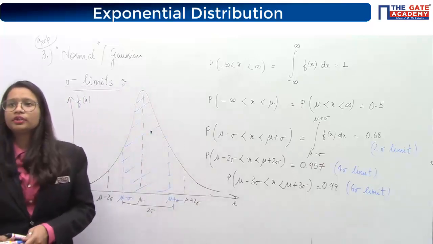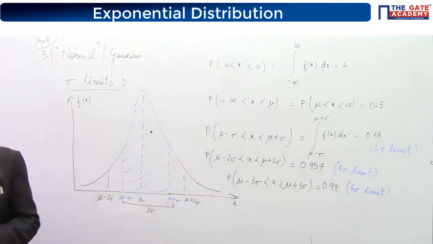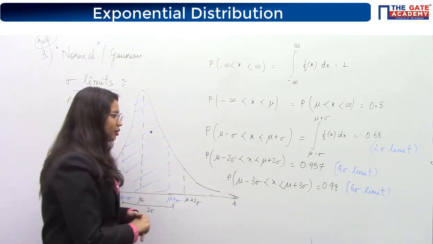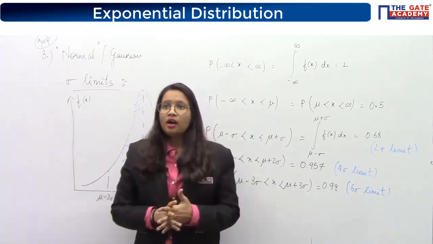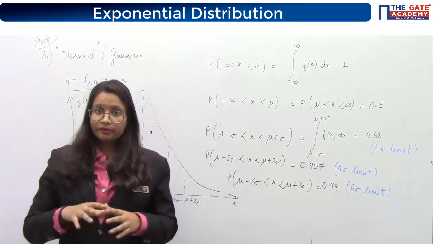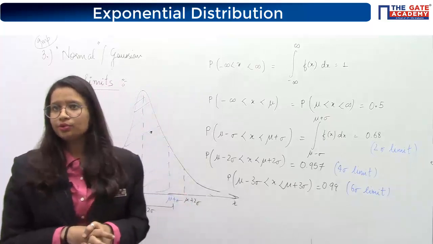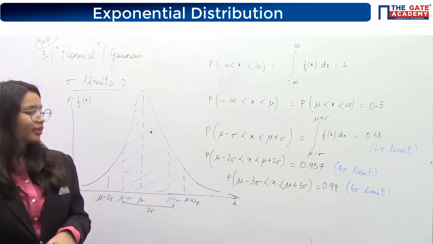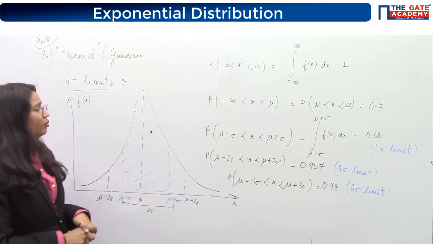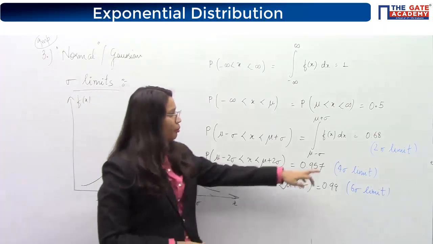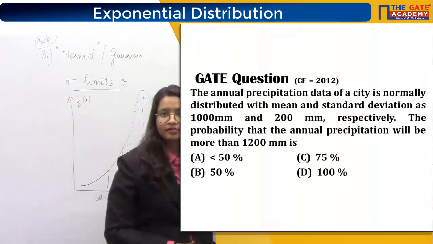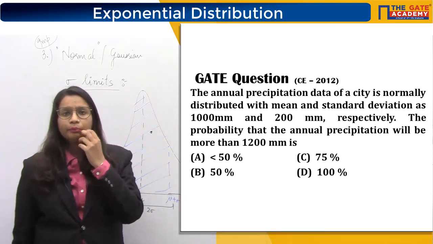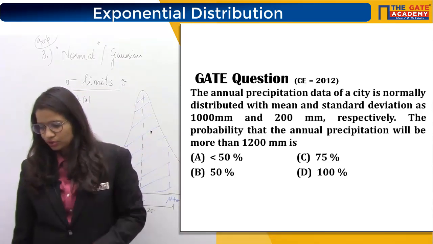According to this concept only the question will be asked in the exam, but this exactness is not required in GATE. You will see that the question and the options, your answer will be very far-fetched, so you do not require the exact value. So just remember this: 0.68, 0.957, and 0.99. These values you should remember.